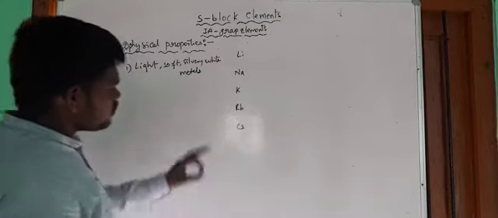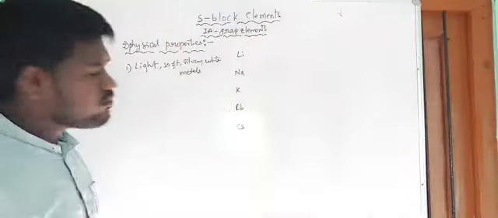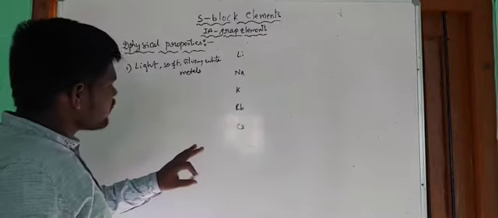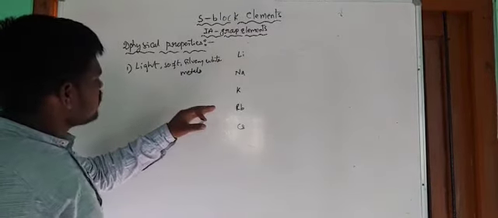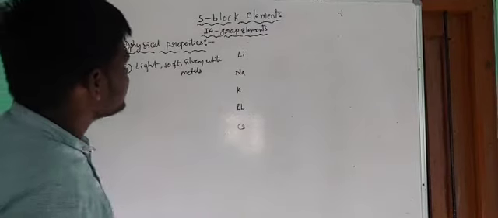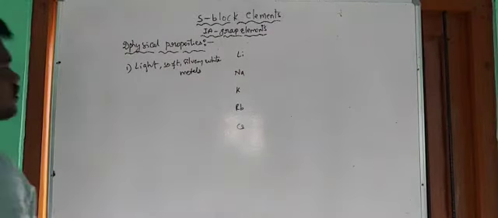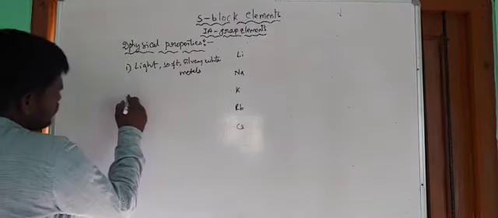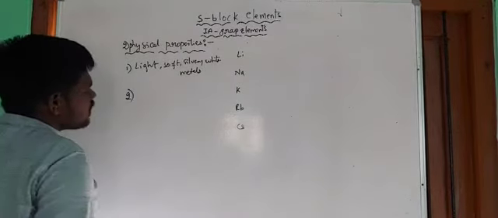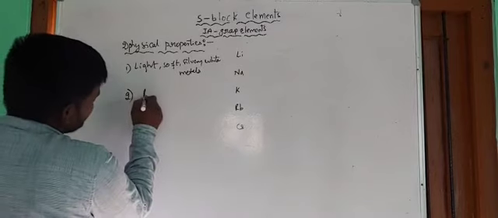So these elements are lighter, and next, they are soft in nature, so we can even cut them using a knife. And next, they have a silvery white color. So these are light, soft, silvery white metals. And next, they have low density.